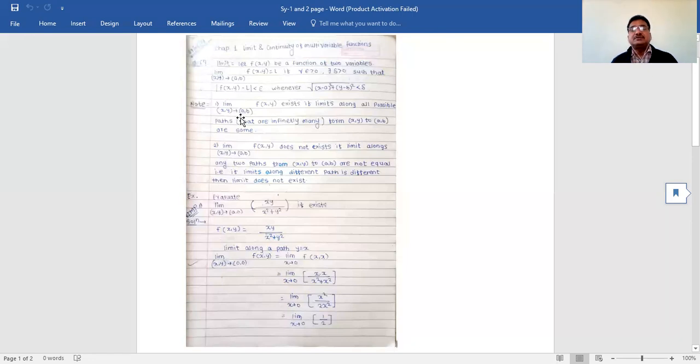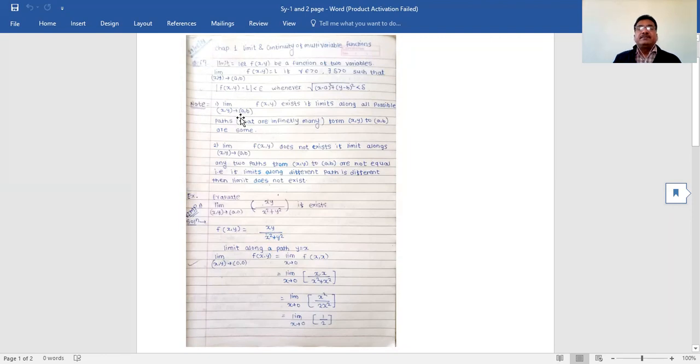There are two ways in which x tends to a, that is, from the right side. If x tends to a from the right side, then we say x tends to a plus, and if x tends to a from the left side, then we say x tends to a minus. That is, the left hand limit and right hand limit are equal, because x tends to a in only two ways, from the right side or the left side.